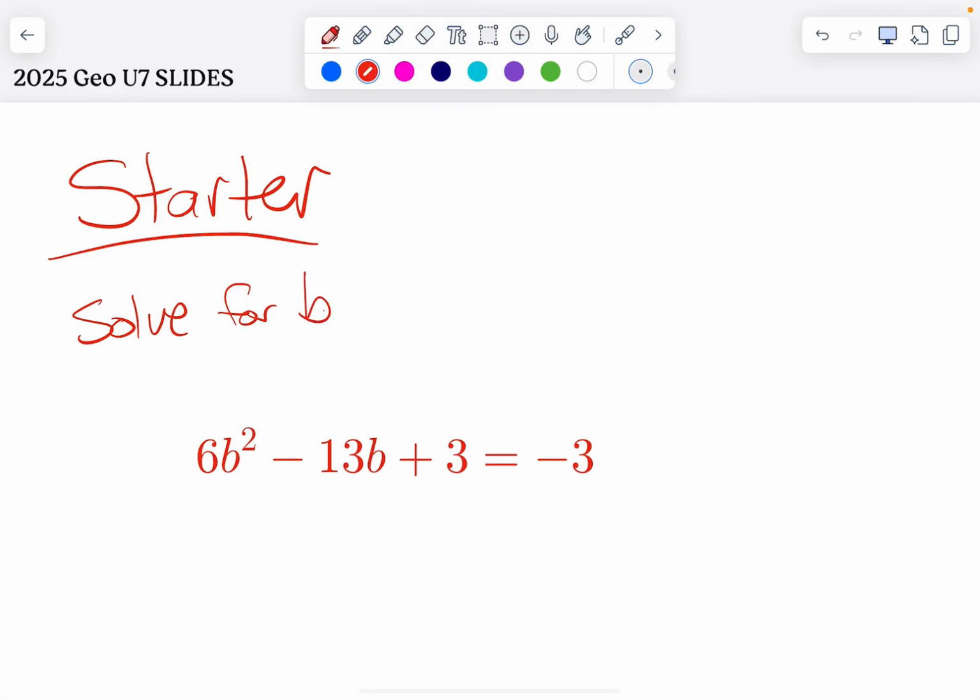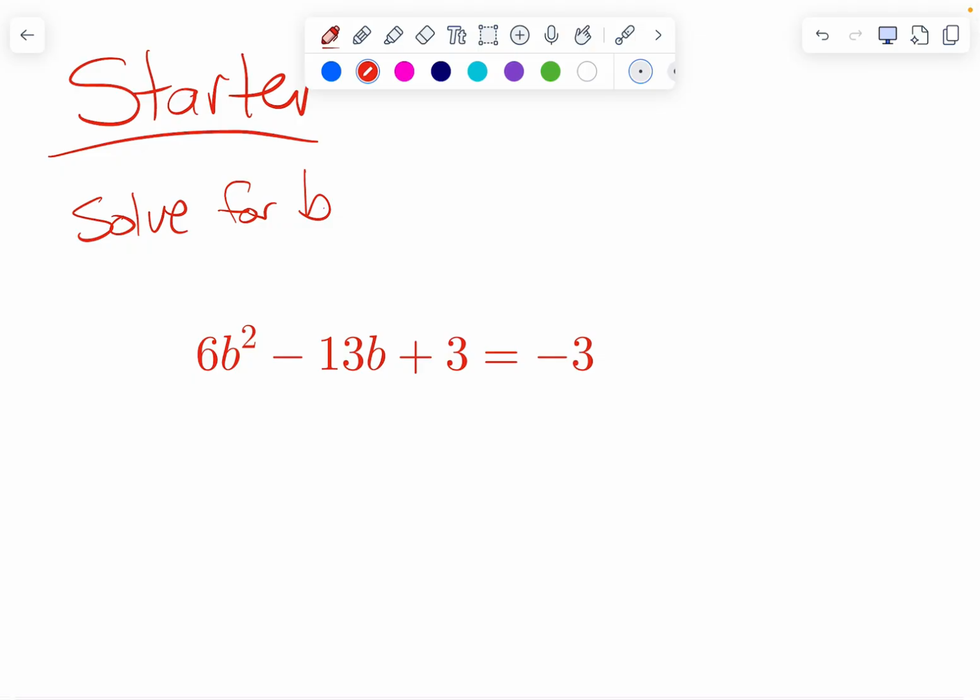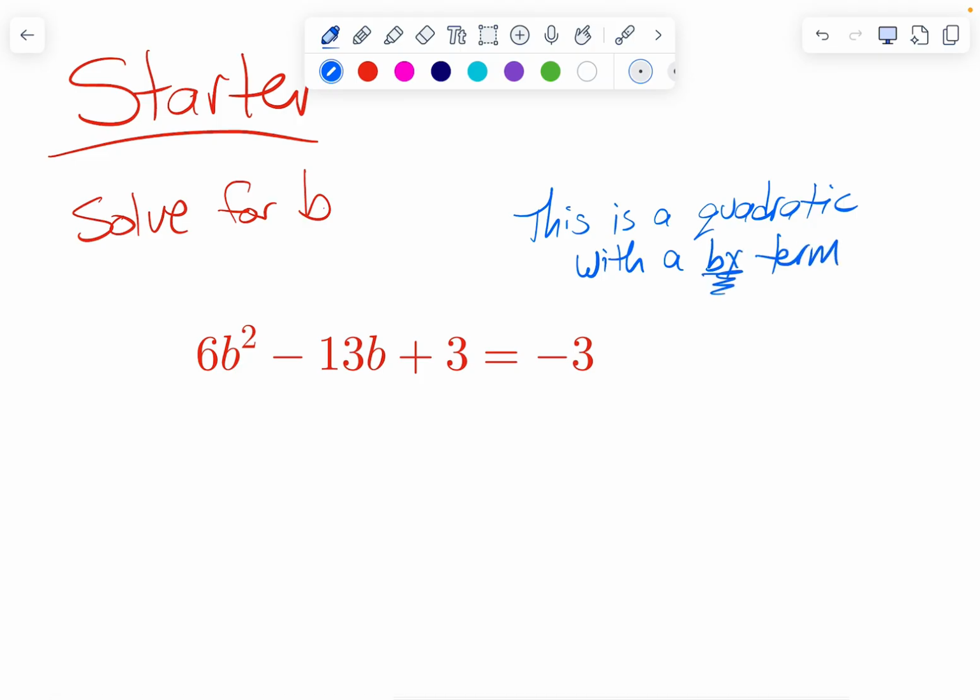Okay, so we're solving for b, and this is a what kind of equation? So how should we look to solve it? Like, what's our first effort? Actually, before I ask you that, let's say with a bx term. Which term is the bx term? Negative 13b.